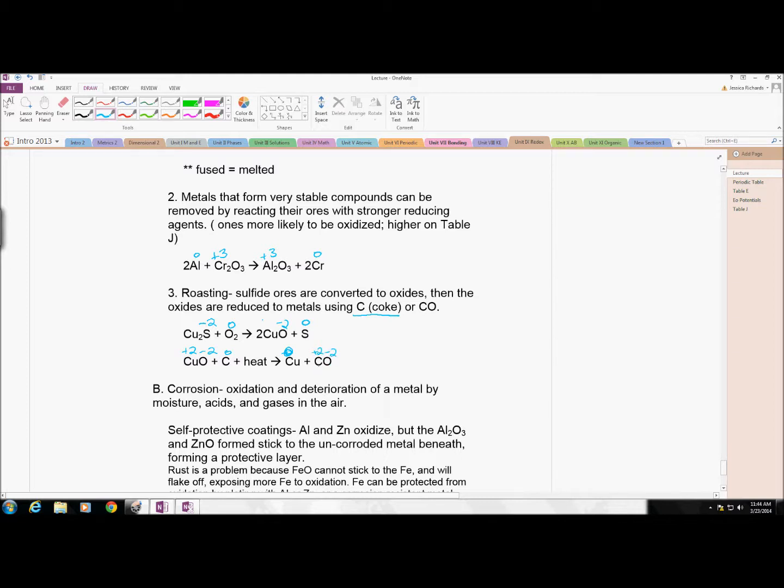Or it could be carbon dioxide if the carbon happens to be a plus 4 oxidation state. There'll be some carbon dioxide. And then your metal's in the pure form. So notice the oxygen is a spectator ion. What's happening here when you react it with the coke is that the copper gains electrons and becomes reduced, and the carbon is going to lose electrons and become oxidized.